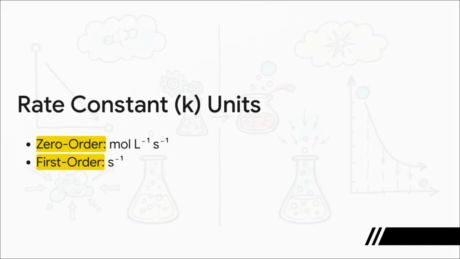Here it is, clear as day. Take a screenshot of this, write it down, whatever you need to do. For zero order, the unit for K is moles per liter per second. For first order, it's just per second. This is a free point on the exam, but only if you know it.